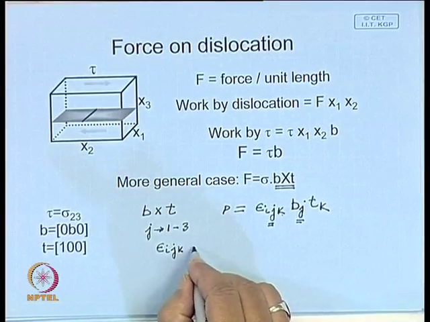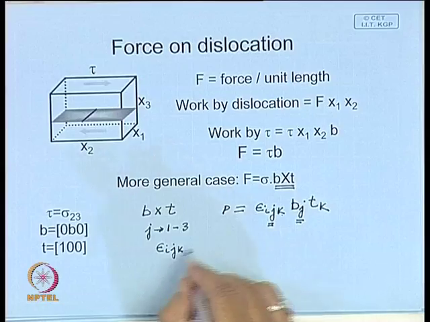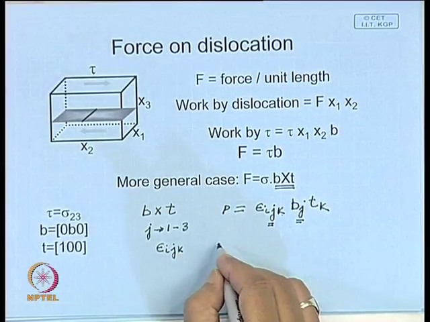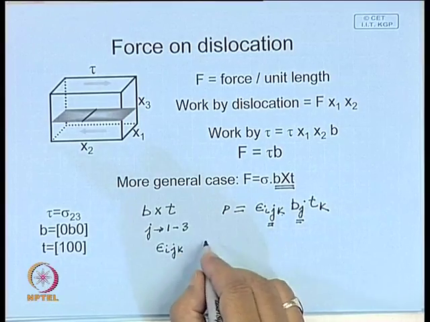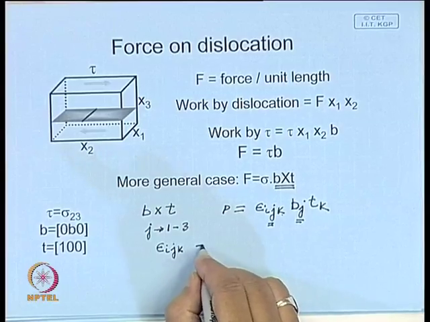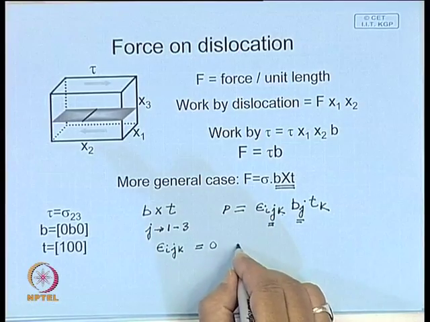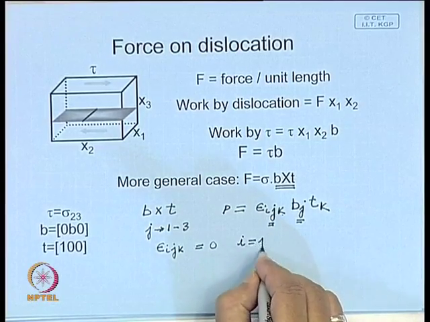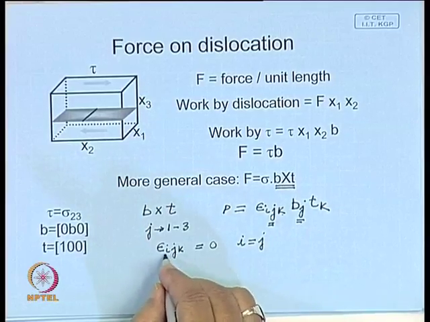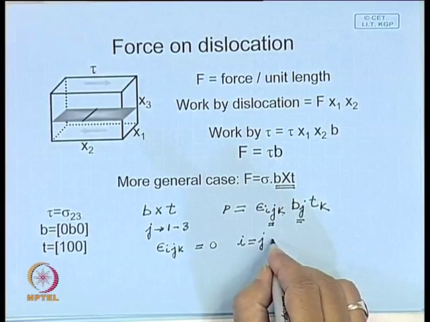This tensor epsilon i j k is a tensor of third rank, and i j k can have values 1, 2 and 3, and it is equal to 0 if any two of these suffixes are equal.